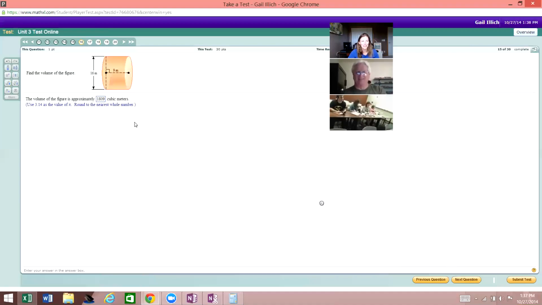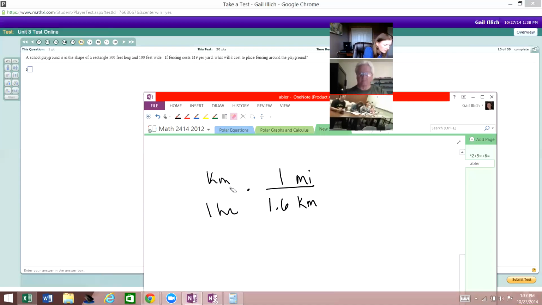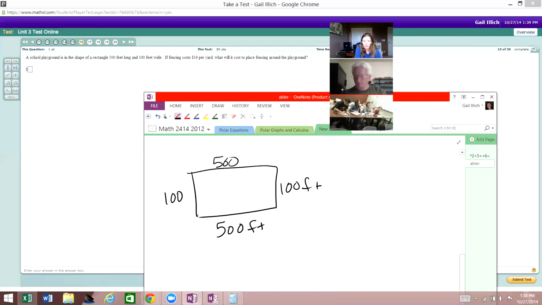All right, next question. It says a school playground is in the shape of a rectangle 500 feet long and 100 feet wide. If fencing costs $19 per yard, what will it cost to place fencing around the playground? Okay, so this one is one where you want to be careful to make sure your units are the same when you're doing it. Because notice that they tell you it's 500 feet by 100 feet. So that means this is 500 and this is 100 also, right? But the price is per yard. So we need to figure out what the perimeter is in terms of yards, not in terms of feet.